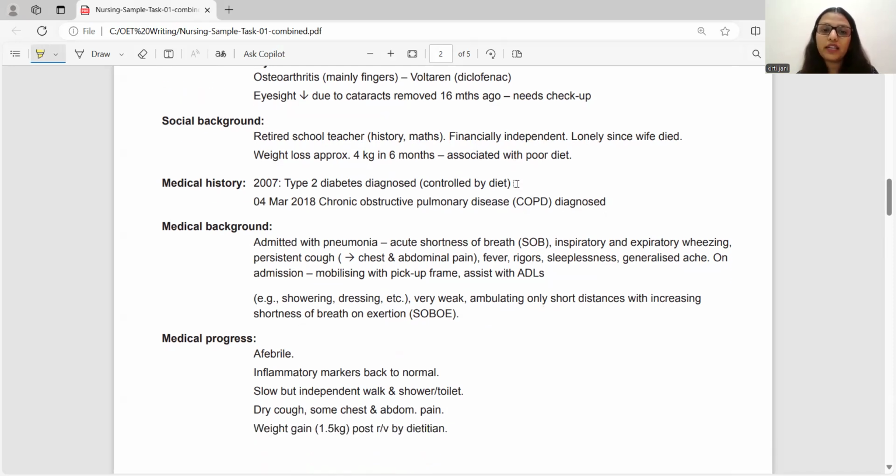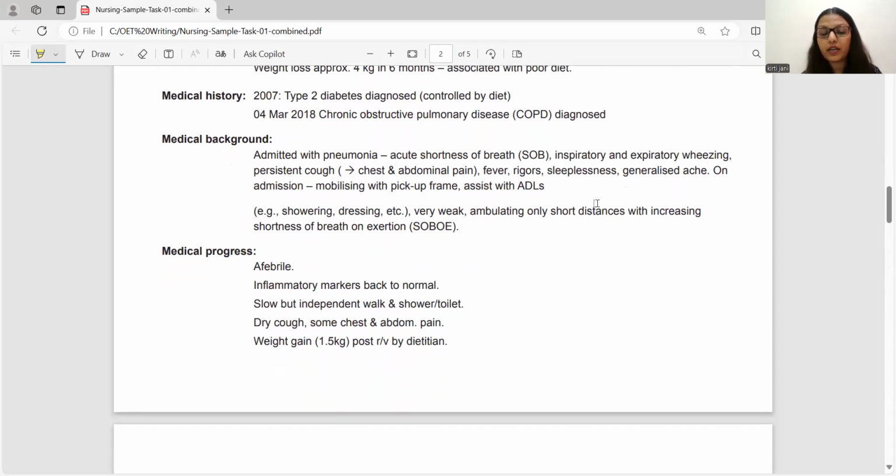Fine. Let's go ahead. Medical history says 2007 type 2 diabetes diagnosed, controlled by diet. 4th March 2080 COPD diagnosed. Medical background, admitted with pneumonia. Now, when the patient came in, the patient had pneumonia: acute shortness of breath, inspiratory and expiratory wheezing, persistent cough leading to chest and abdominal pain, fever, rigor, sleeplessness, generalized ache.